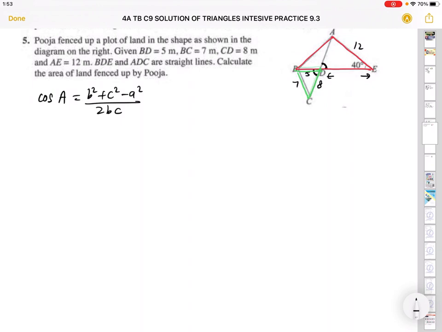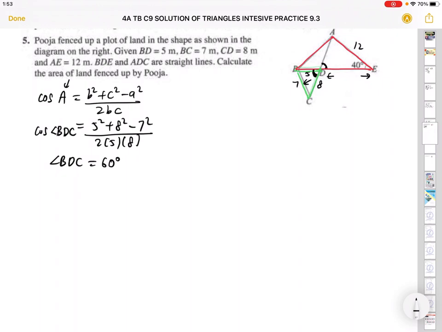So b and c are the length of two adjacent sides. Angle A is your included angle here. In this case, your opposite is 7, so your small a is 7. So I'm going to write 5 square plus 8 square minus 7 square, divide 2, 5, 8. Use my calculator. This is cos angle BDC, and angle BDC is 60.